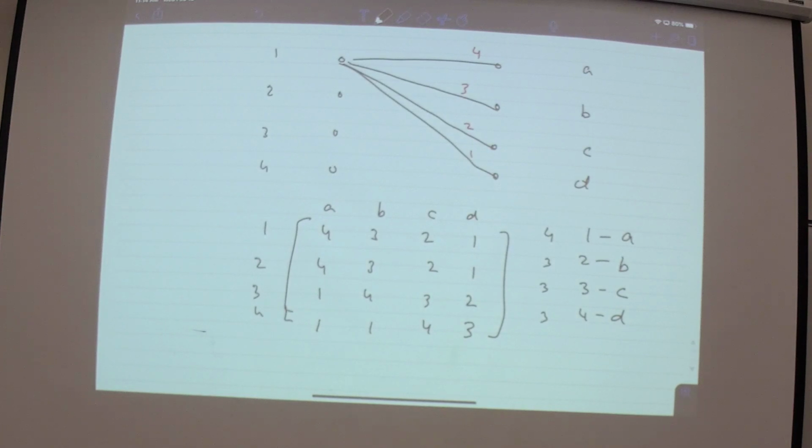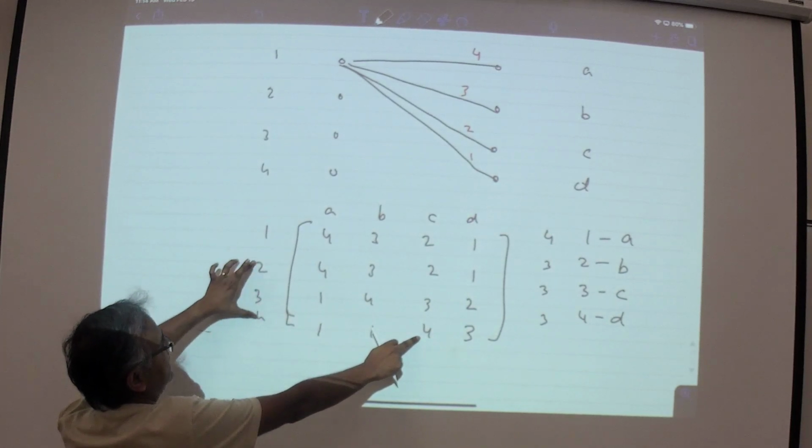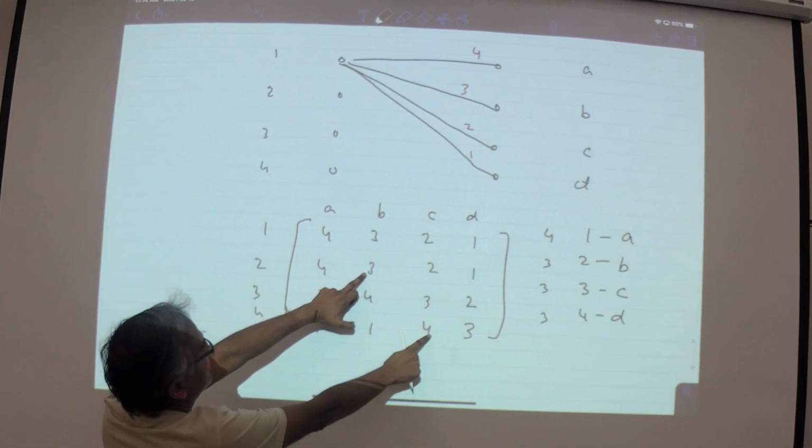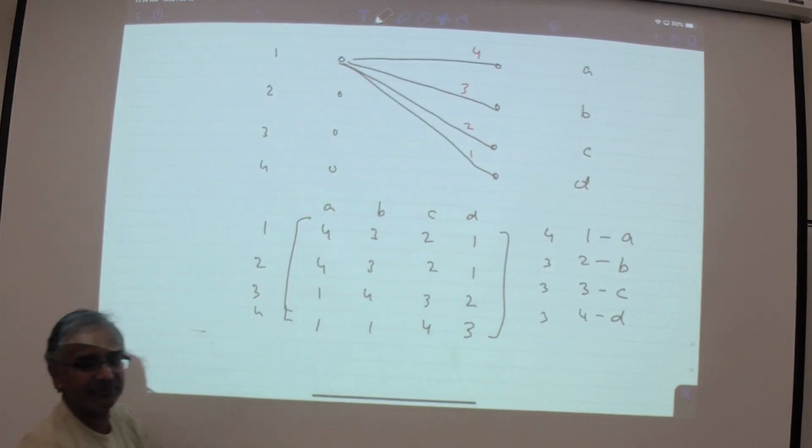If 4 gets C and 2 gets B, okay, so 4 gets C. 2 gets B. Okay, so far so good. You get 1. Oh, no, sorry. But now 3 will get 1 or 2.